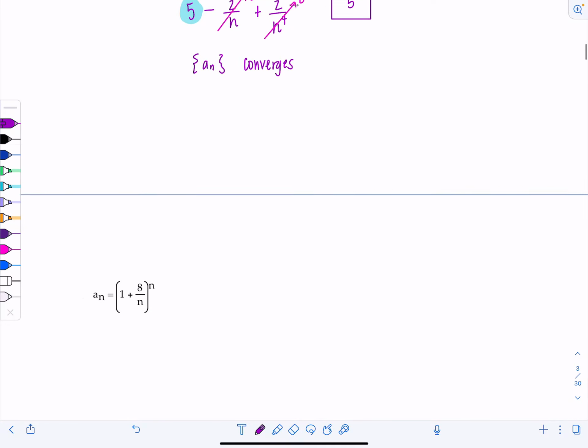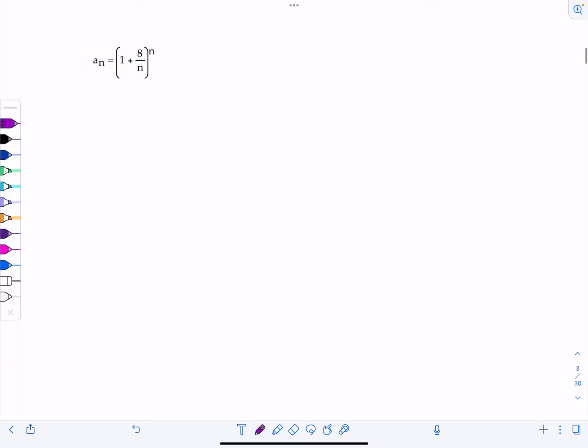Okay, now here's a little spicy one. Again, remember, you always take the limit as n goes to infinity, and then we have (1 plus 8 over n) raised to the n. Now here's the thing that's going on. As n goes to infinity, this 8 over n is going to 0. So the base is approaching 1. And then n again is going to infinity. So the exponent is approaching infinity. So you basically have 1 to the infinity. That's an indeterminate form, indeterminate power.